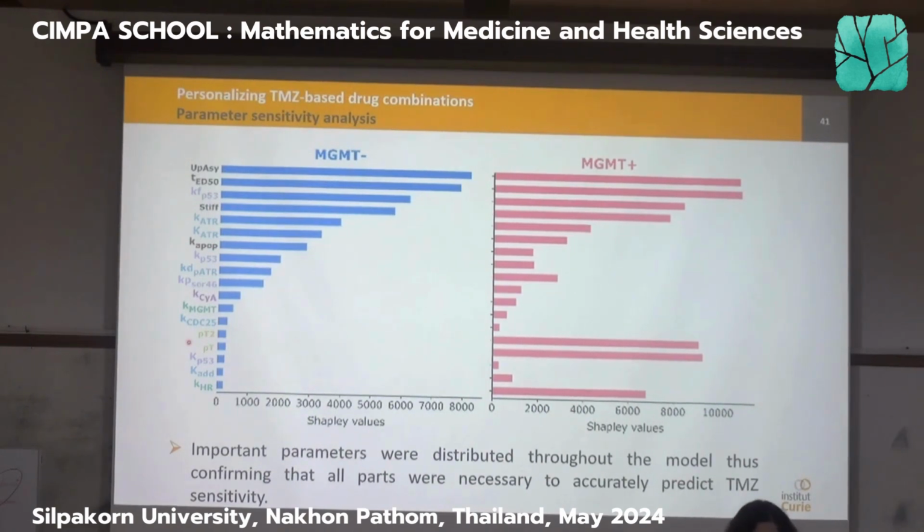As you can see, you have plenty of different colors here, especially here. And they are not exactly the same for the resistant cells. Here, you have some parameters which are important for the resistant cells, which are not important for the sensitive. But basically what we see is that the important parameters are distributed throughout the model. We cannot say this part of the model is not useful because there is no important parameter in there. So this is a bit reassuring in the sense that we decided to keep the model the way it is, because all parts are actually useful for predicting the efficacy of the drug.